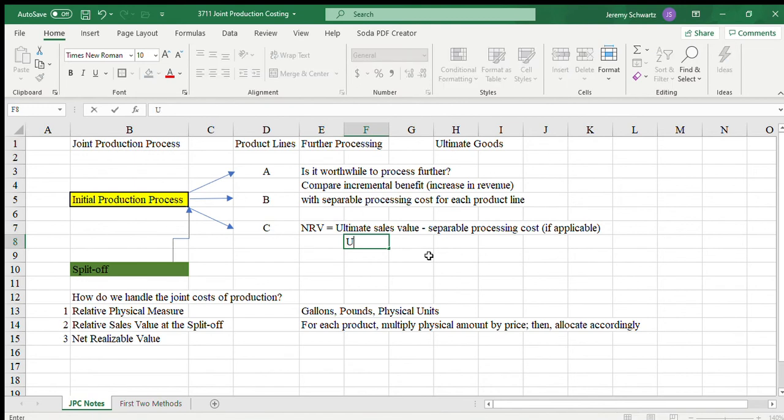So if it's not profitable for us to process further, our net realizable value here will be our ultimate sales value equals sales value at split off if we do not process further. Otherwise, it is the sales value after further processing.